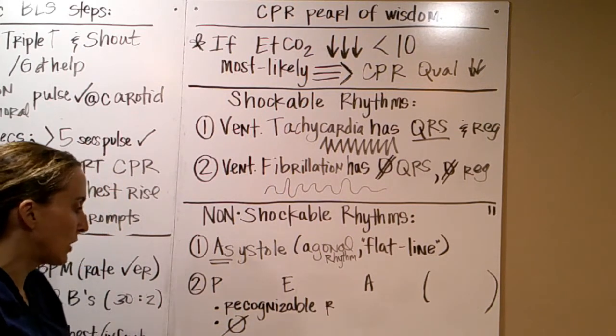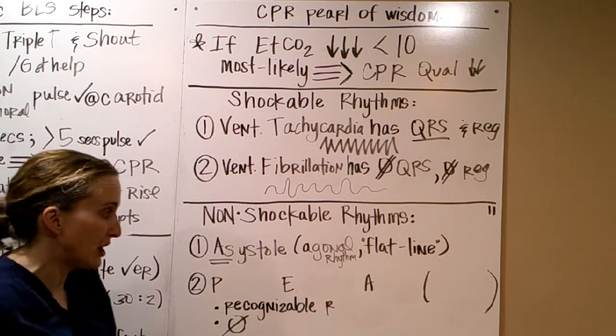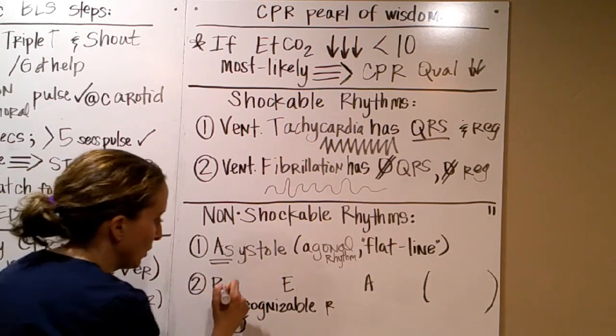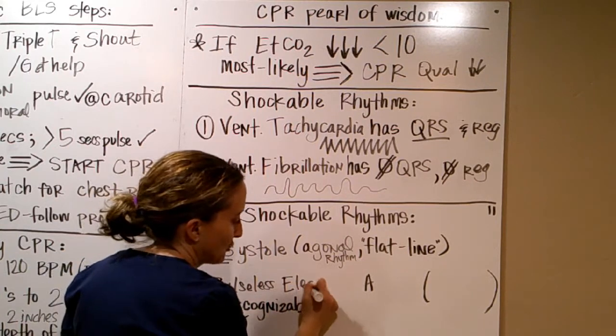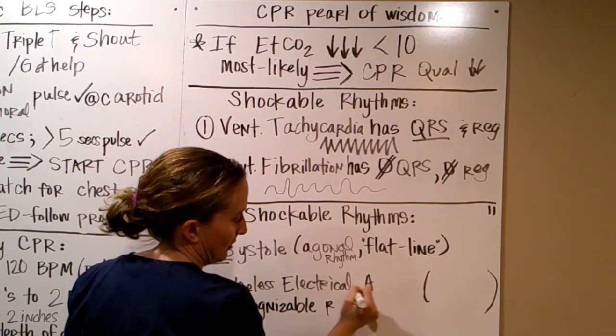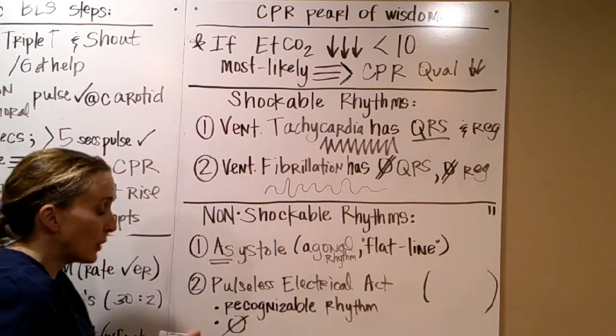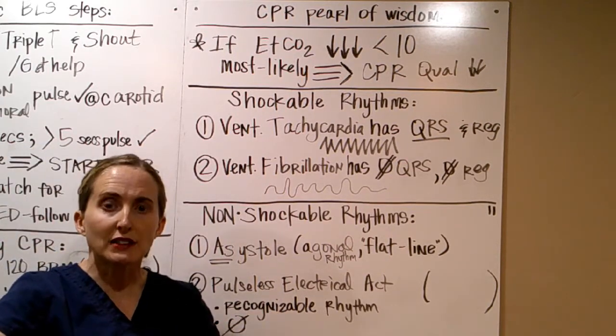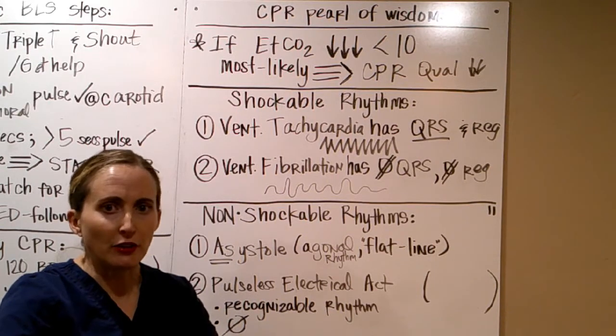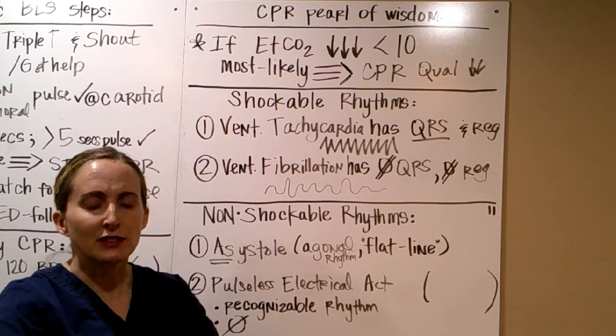Now, let's talk about the other one, which is known as PEA, which is pulseless electrical activity, okay? So it is a recognizable rhythm. You're going to look up on the monitor in the middle of the code, or at the beginning of the code, and you may be like, hey, look, it's sinus tach, or it's normal sinus.